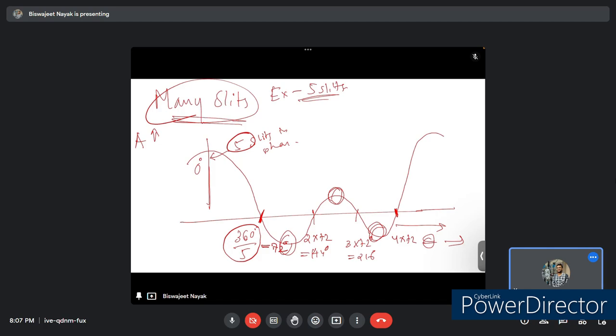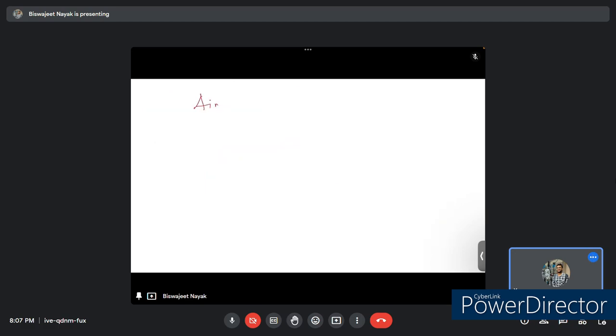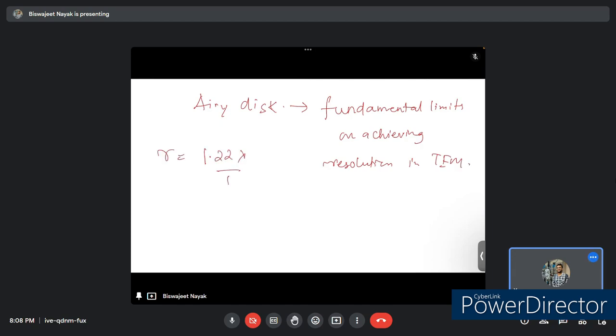So this diffraction pattern which we get is a very peculiar pattern called the Airy disk, which is nothing but the fundamental limit on achieving resolution in TEM. It is given by 1.22 lambda by d. It is called the disk of radius.